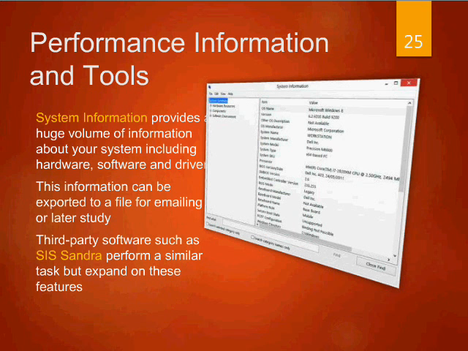Then there's system information. System information provides detailed technical information about the operating system, about your hardware, about your drivers, about your installed software, and this can be exported to a file, and this can be emailed to people. There's also third-party software you can get, such as SiSoft Sandra, which performs a similar task and expands on the features in this, but this is part of Windows. It's free, and it's incredibly detailed information.